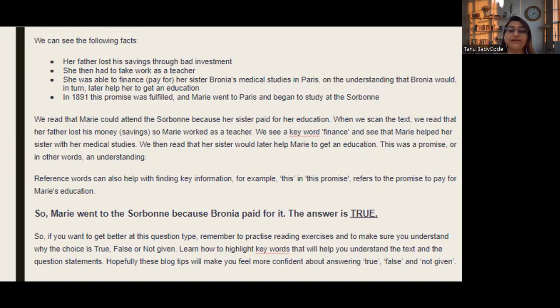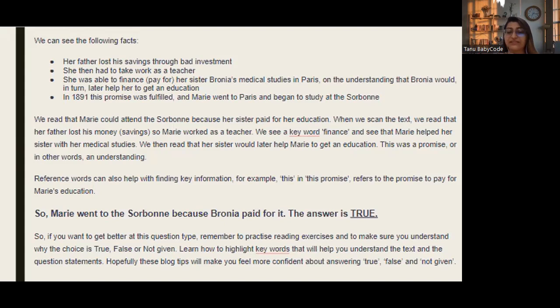So we read that Mary could attend the Sorbonne because her sister paid for her education. When we scan the text and look at the facts, we read that her father lost his money, that means all his savings, and then Mary had to work as a teacher. We see the word finance and see that Mary helped her sister with her medical studies. We then read that her sister would later help Mary to get an education. This was a promise, or in other words, an understanding. So reference words can also help in finding the key information.